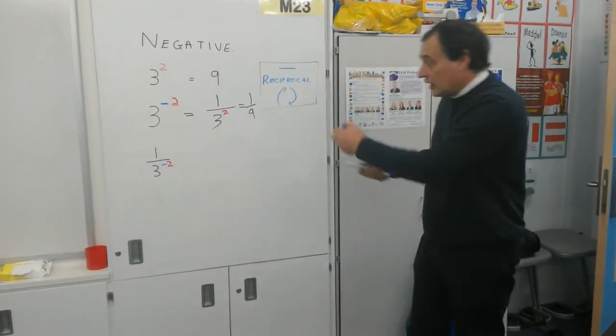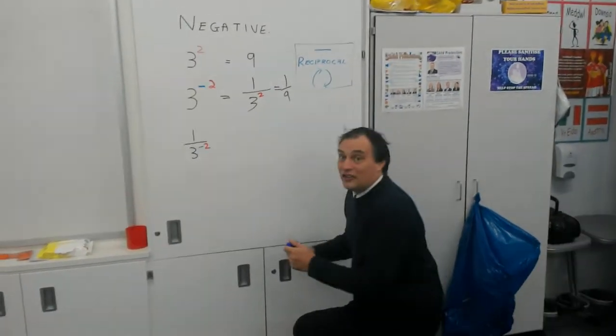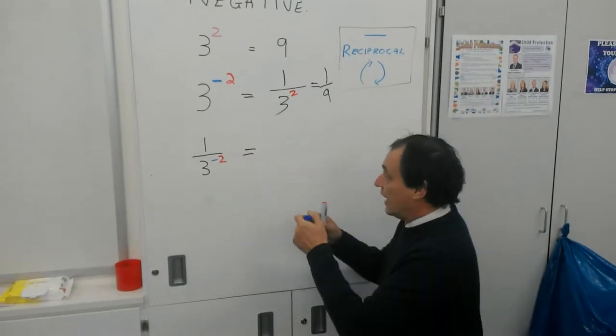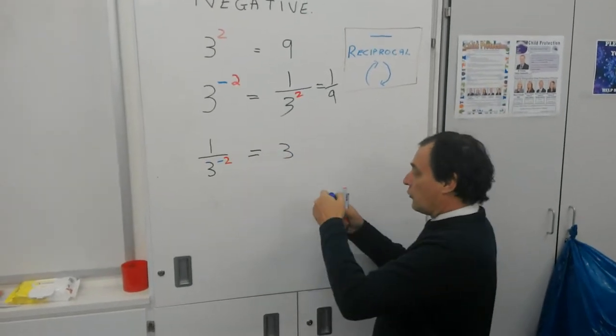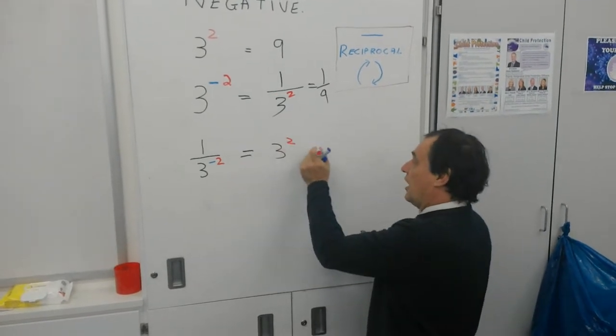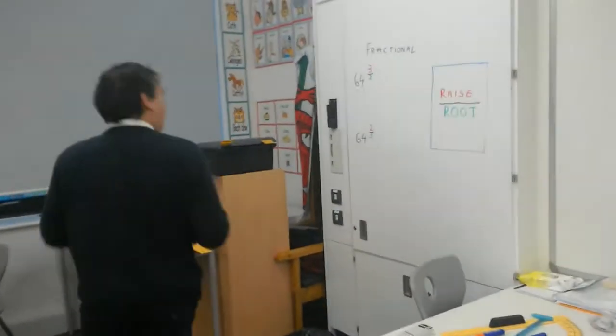Very easy. Just a little word here. If we've got a negative on the bottom, obviously 2 minuses make a plus, so that actually means 3 to the minus 2 translates into 3 squared.